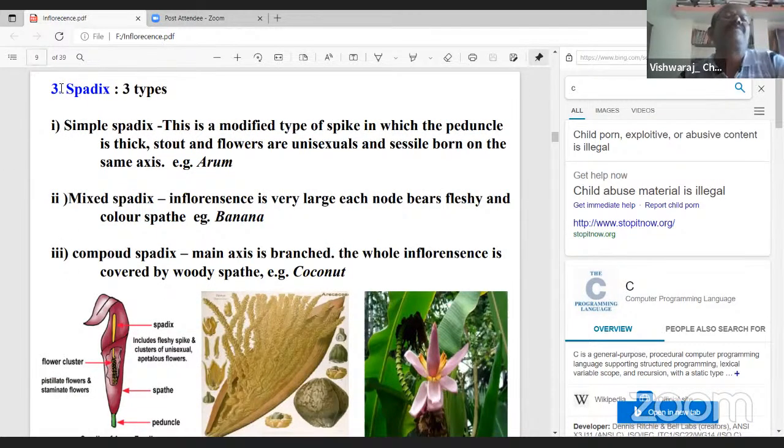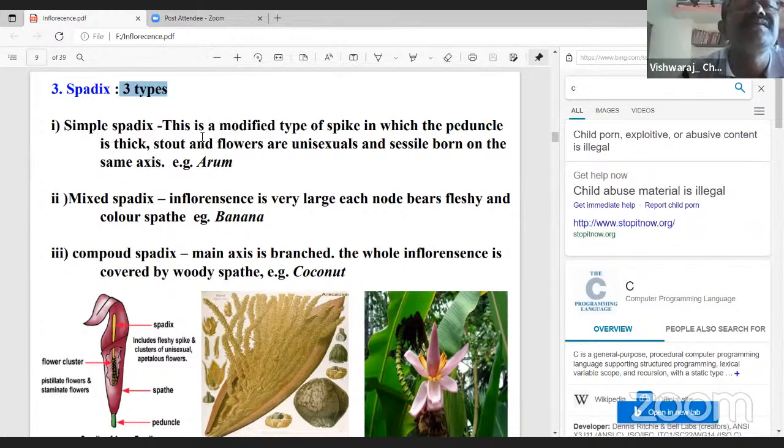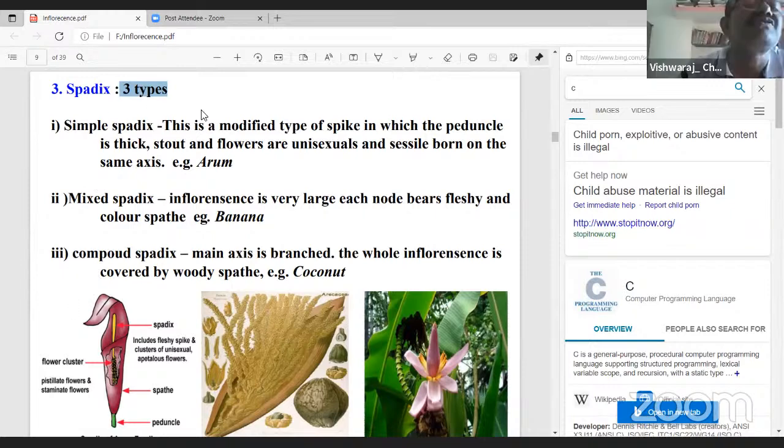The third type of racemose inflorescence is the spadix. Spadix has three types: simple spadix, mixed spadix and compound spadix. We have seen racemose, spike, and third is spadix. Simple spadix is a modified type of spike.